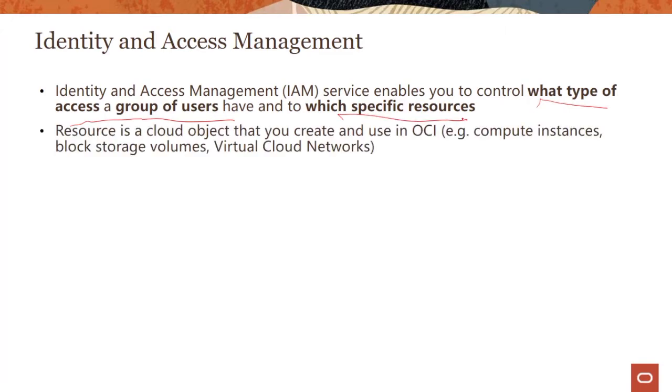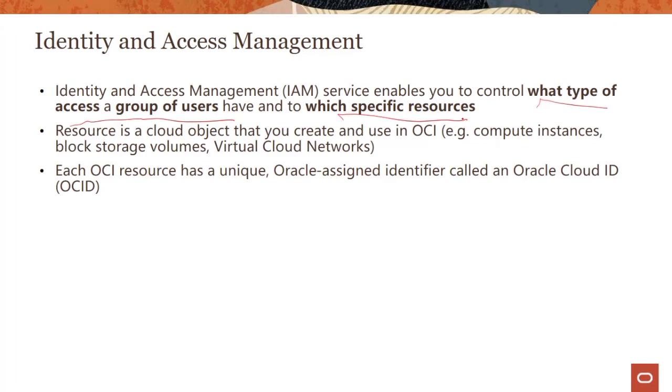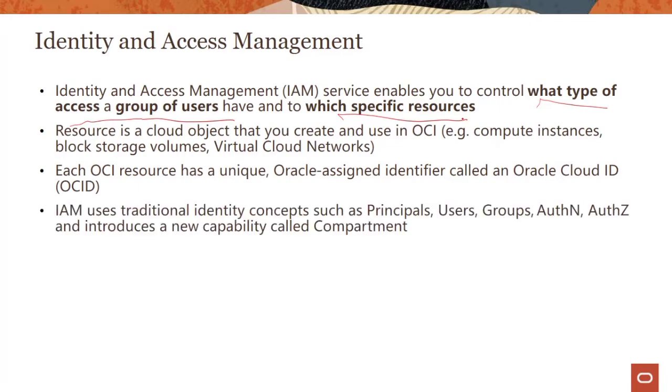Now let's look into some of these terminologies. A resource is a cloud object that you create and use in Oracle Cloud Infrastructure. So compute instances, block storage volumes, virtual cloud networks, each of them is represented as a resource, as a cloud object. Each OCI resource has a unique, Oracle-assigned identifier called an Oracle Cloud ID, sometimes also called an OCID.